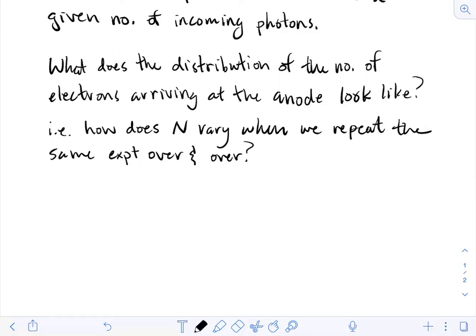So that's always a feature of a Monte Carlo simulation. We want to be able to associate a probability distribution with some feature of the problem we're trying to solve.